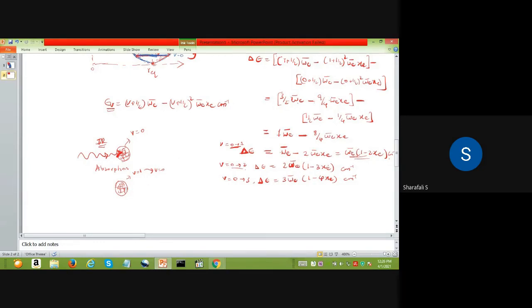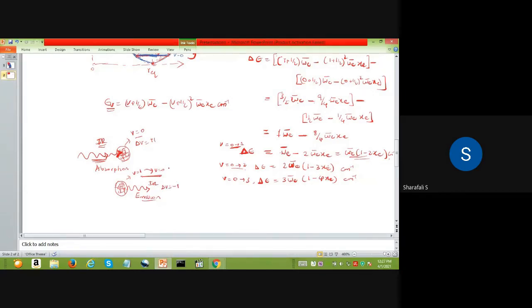So when it comes back, it will emit some IR radiation which will be equal to the energy gap, or energy level difference, between these two energy levels, V equal to 1 and V equal to 0. So in that case, you are getting emission of IR spectrum. In the first case, we have delta V equal to +1. In this case, we have delta V equal to -1.